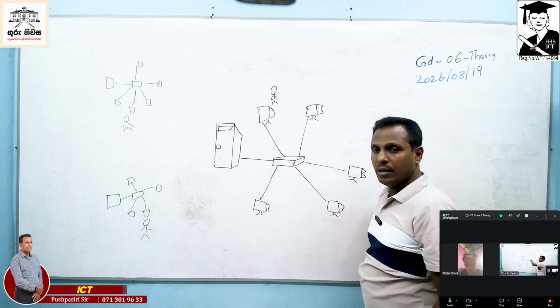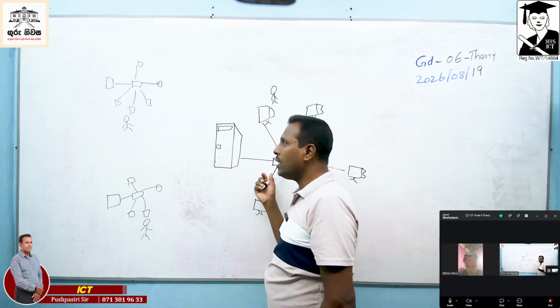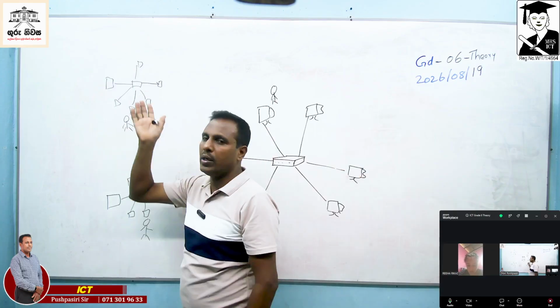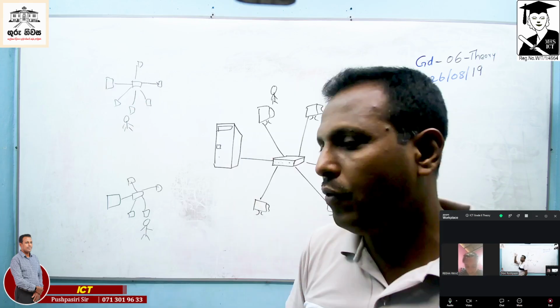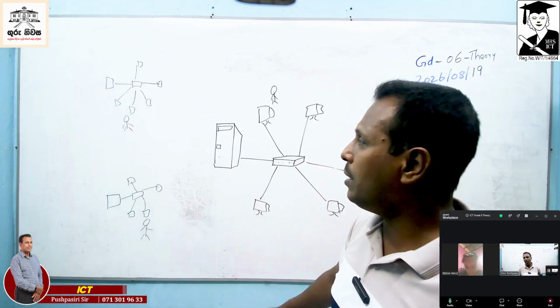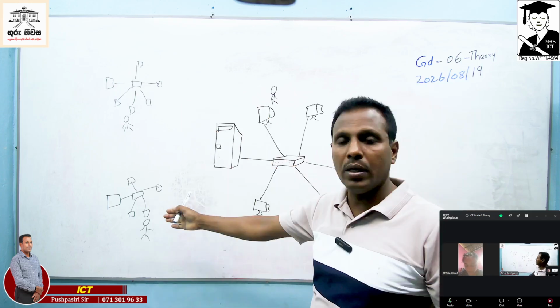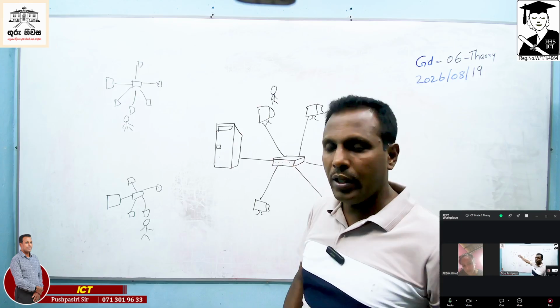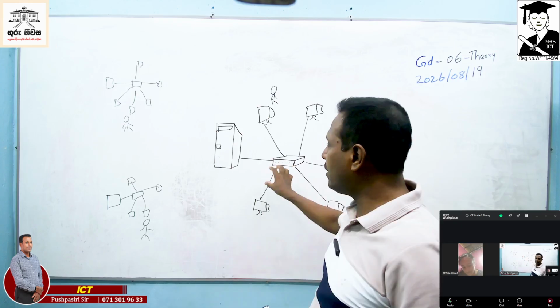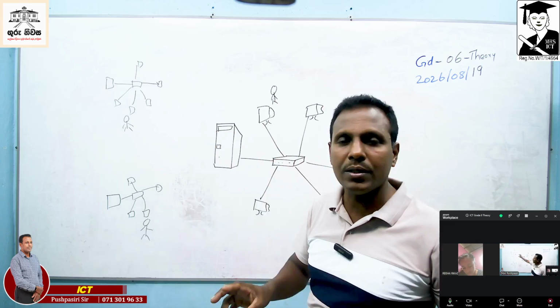But in this network, there are no connections now. Therefore, we cannot send any messages. I cannot send any messages to Riha or to me. Then what happens? When all these networks get together, it is called the internet.